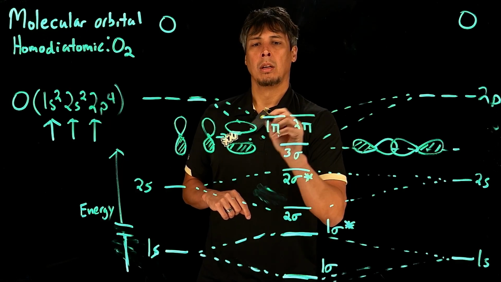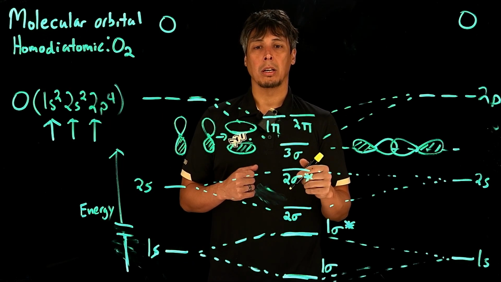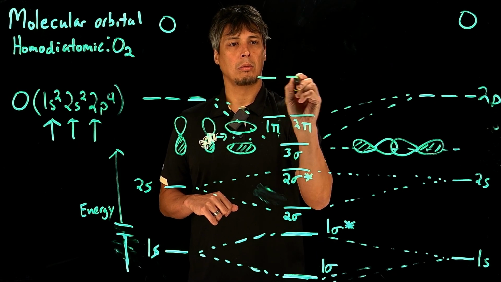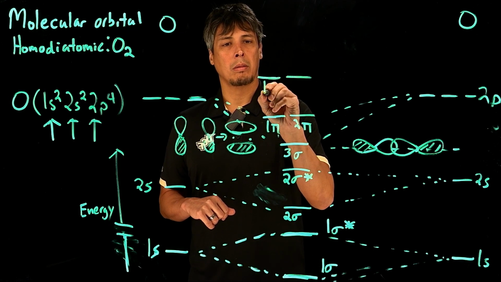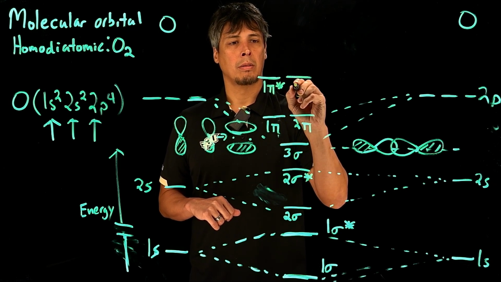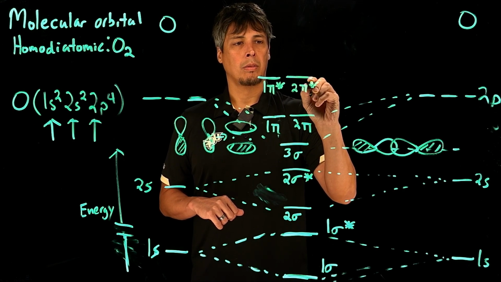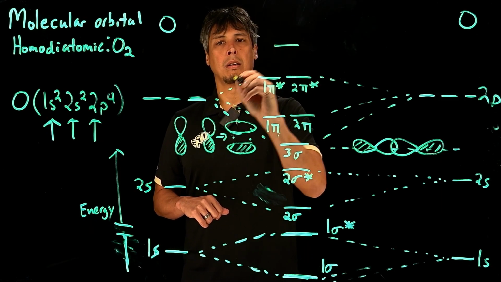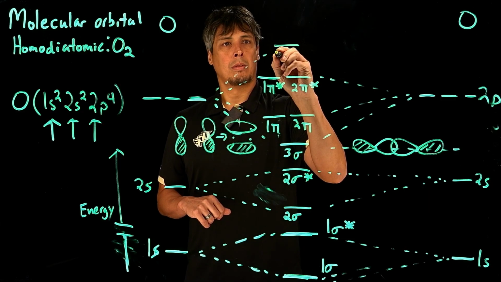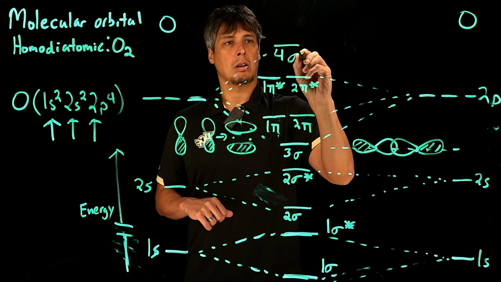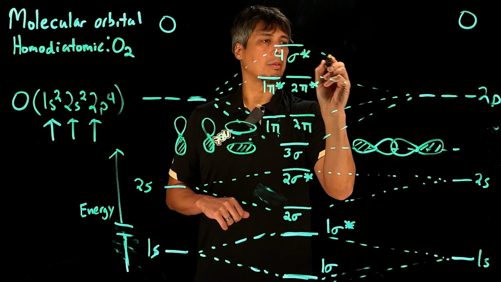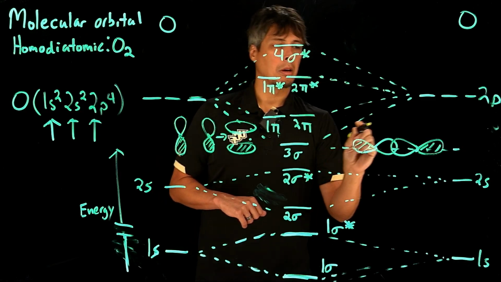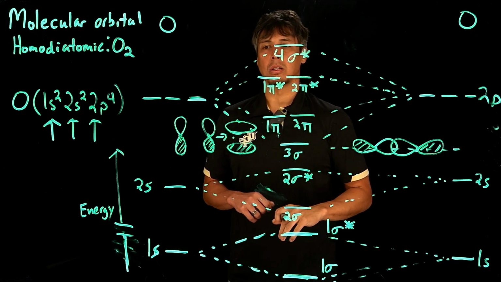So, and then we have the corresponding antibonding orbitals. Okay. So the next in the energy level will be the corresponding pi star, doubly degenerate. And then finally, our 4 sigma star, which is generated from destructive interference or antibonding overlap of the 2pz orbitals.